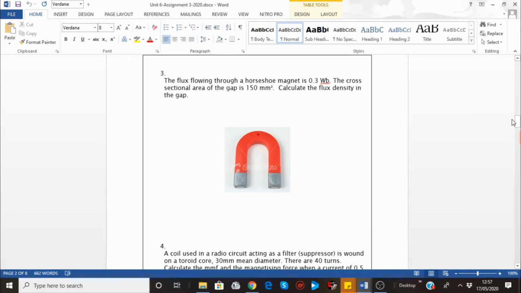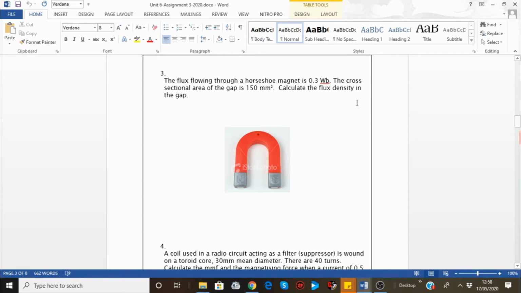Number 3, the flux flowing through a horseshoe magnet is 0.3 Weber, so that's phi. The cross-sectional area of the gap is 150 millimeters squared, so straight away you need to convert. This is area, or A, is 150 millimeters squared. You have to convert this to meters squared, so that is 150 times 10 to the power of minus 6, not minus 3, because it's millimeters squared, not millimeter.